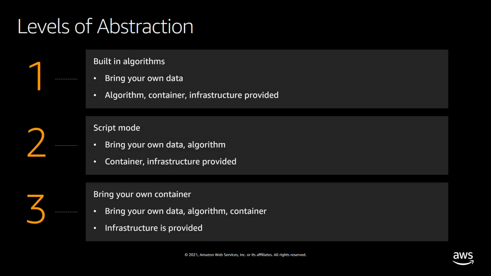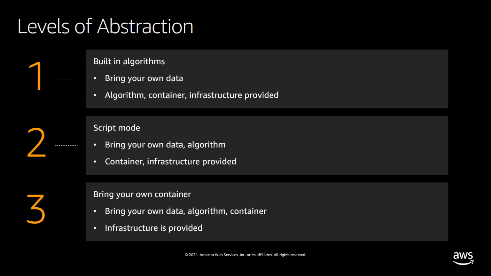With respect to the container itself, there are three possible layers of abstraction. At the highest layer of abstraction, you have the SageMaker built-in algorithms. These are first-party algorithms, and in this case, the algorithm, container, and infrastructure are all provided by SageMaker for you. All you need to do is specify the training data set. This can be a great choice if you're using a popular algorithm that's open source or model, for example, like ResNet or PCA. These algorithms are built to scale well, so you can be confident that it'll work with large data sets.